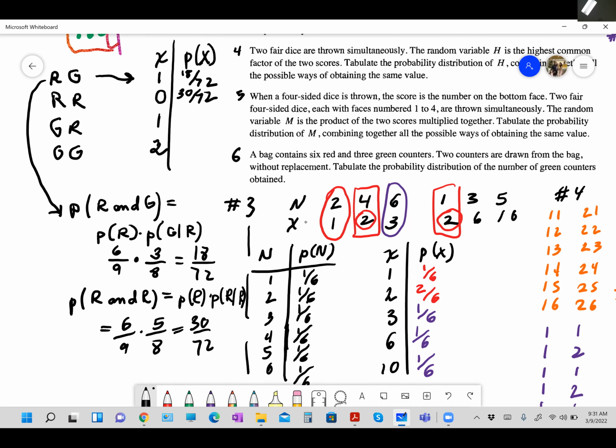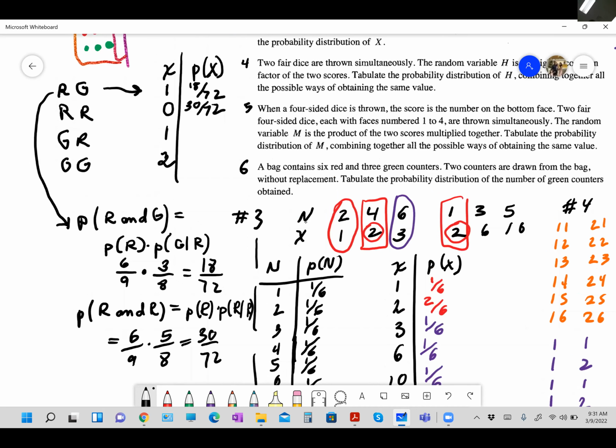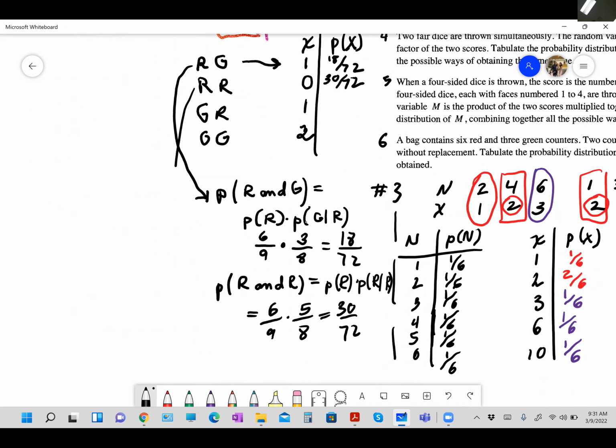How about the probability of green and red? I'll go ahead and write it over here on the left. So this one points to this. Let's do this one. Can I drag it a little bit closer? Yeah, I'll drag it closer. The probability of green and red is the probability of green times the probability of red given green.